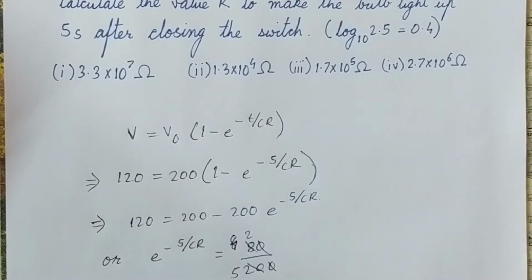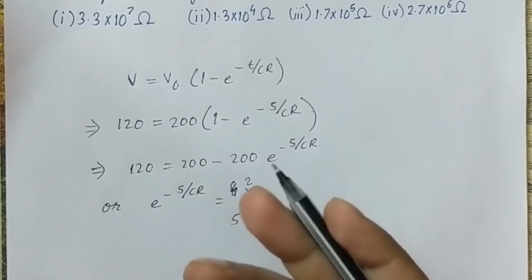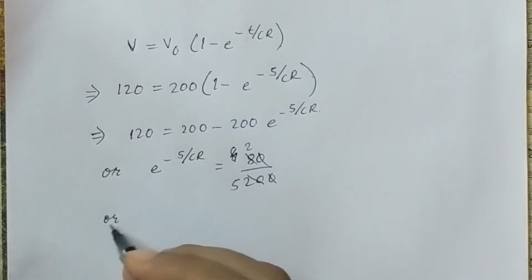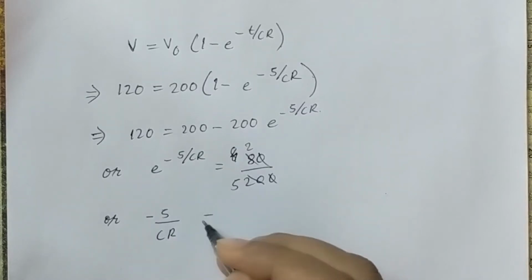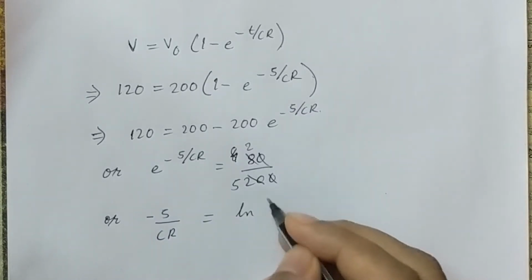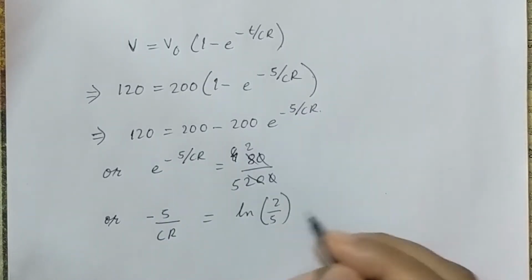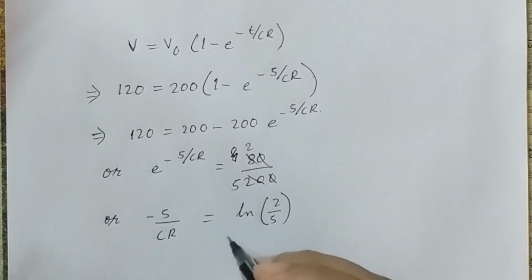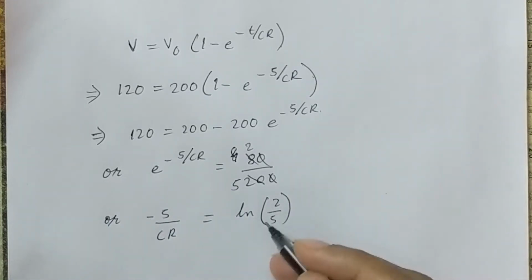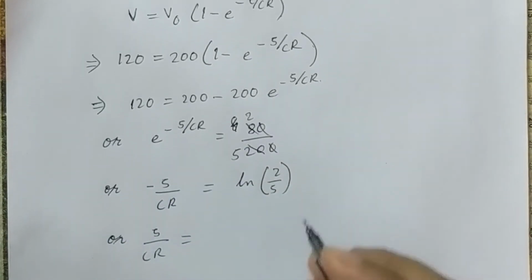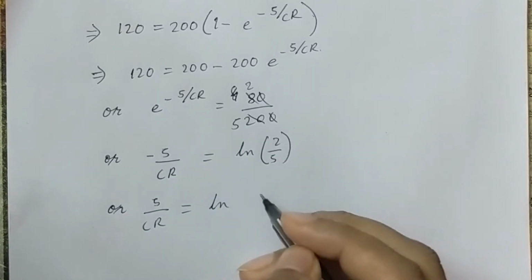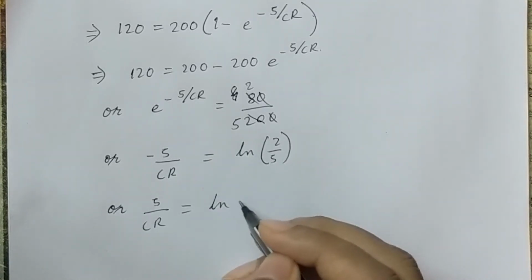Cancelling with 4, now I can use the ln function, the natural log, on both sides. That would give me minus 5 by CR is equal to ln of 2 by 5. Bringing the negative over to that side, we know the negative of ln just gives the reverse of this. So 5 by CR is equal to ln of 5 by 2, so ln of 2.5.